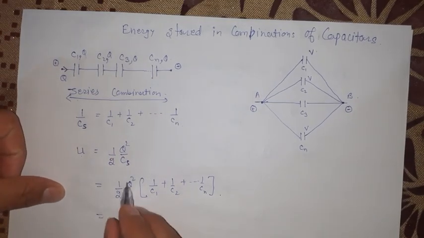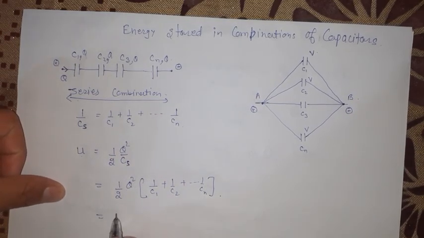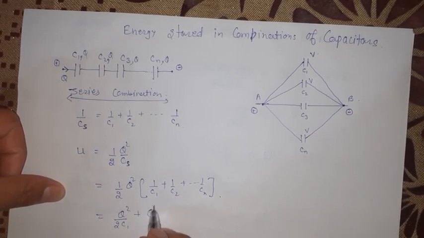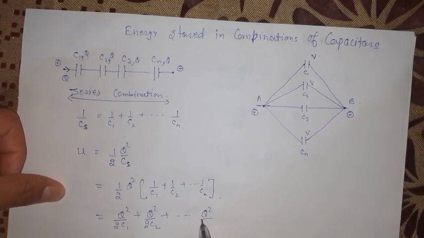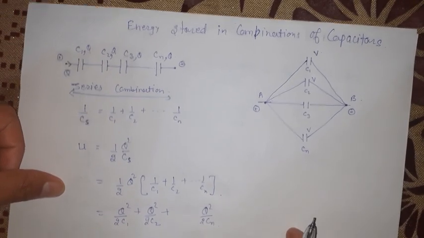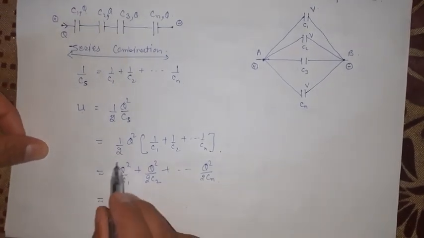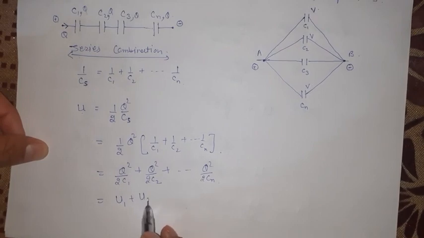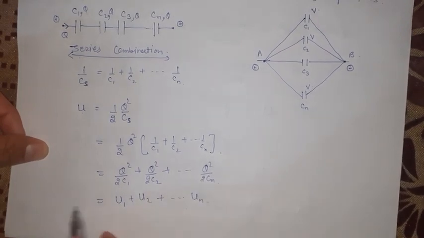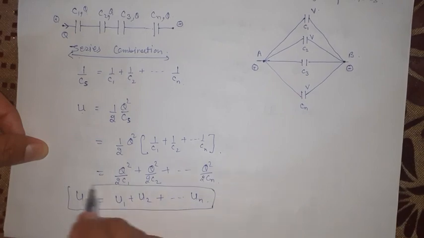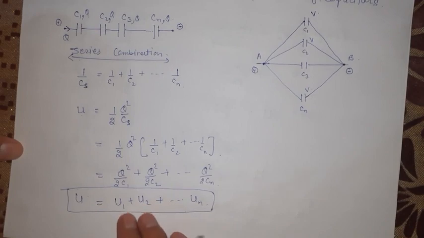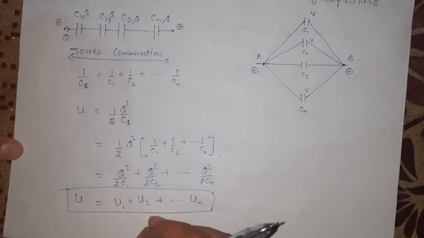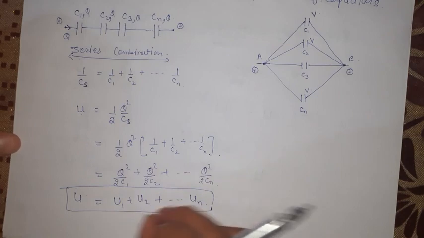Okay, and if you multiply this 1 by 2 Q square inside, you will get Q square by 2C1 plus Q square by 2C2 and so on, plus Q square by 2Cn. This is the potential energy of the first capacitor, this is the potential energy of the second, and this is of the other. So the total potential energy of this series combination will be the sum of the individual potential energies of the capacitors used in the series combination.